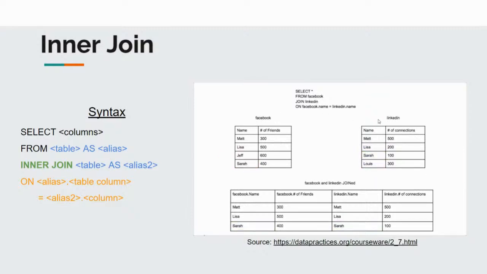So the Facebook and LinkedIn, they have a common key. It's both name. You can see how it works. It looks in table A, then it works across all of table B until it finds a match. Once it does find a match, it puts it in the table and creates a table with the Facebook columns and then the columns from the LinkedIn table. And notice this one on Jeff. So it doesn't find Jeff anywhere in the LinkedIn table, so it's not included in this final result.